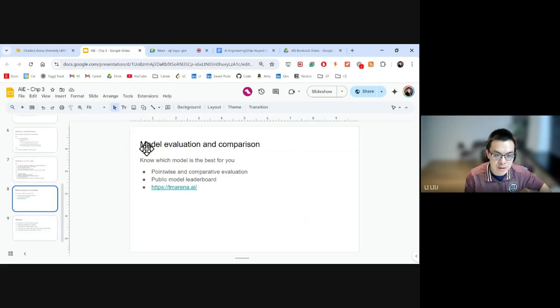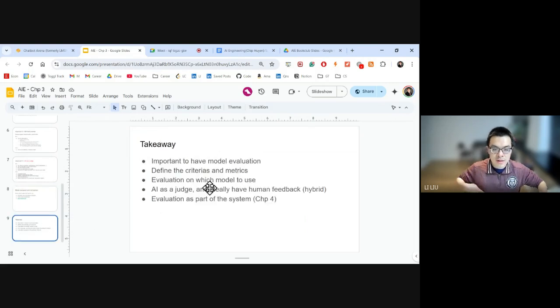But if you just want to know whether to use Gemini or OpenAI to get started with the project, this public model leaderboard will be useful information to check out. But still, the most important thing is to do some testing with your real data to see how they compare against each other.